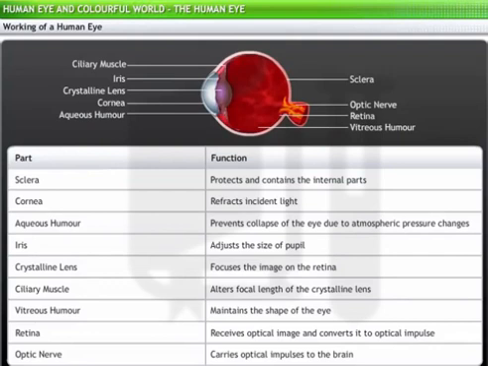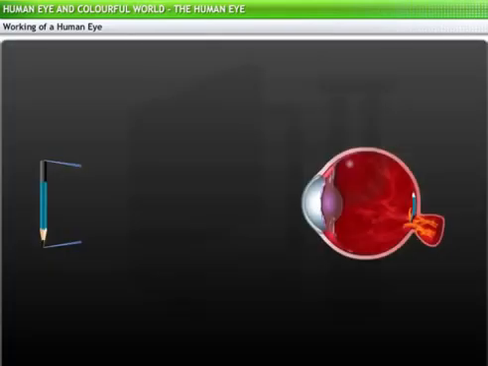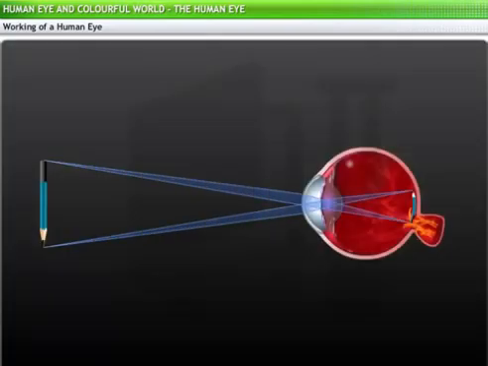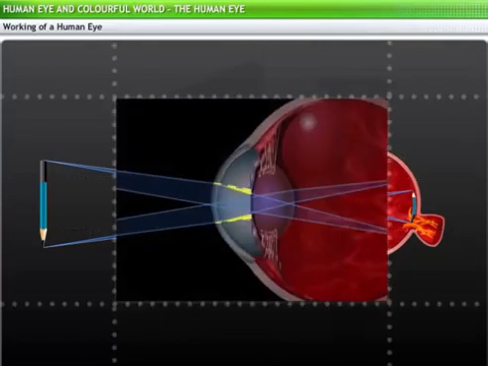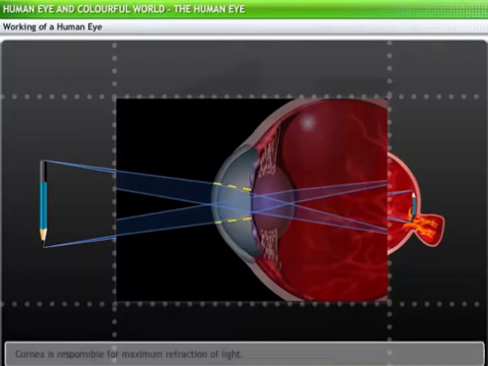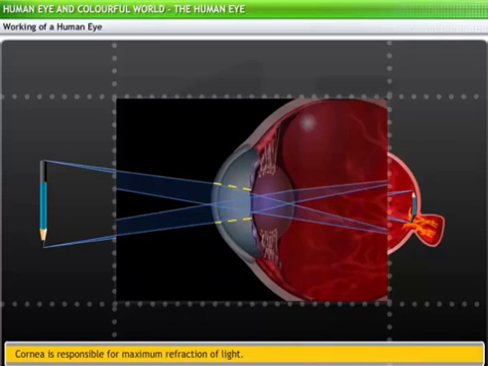Now let's see how these parts come together to help us see when we are looking at something. When light rays reflect from an object towards an eye, the cornea refracts these rays so that they are incident on the lens. The cornea is responsible for maximum refraction of the light incident on the eye.